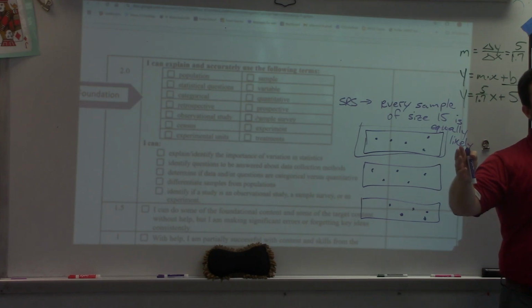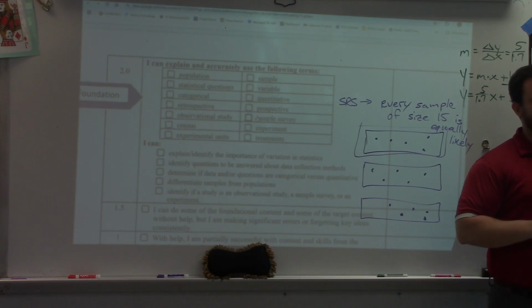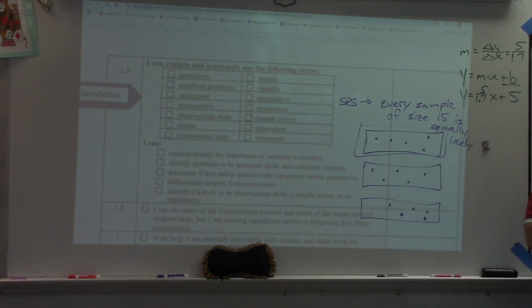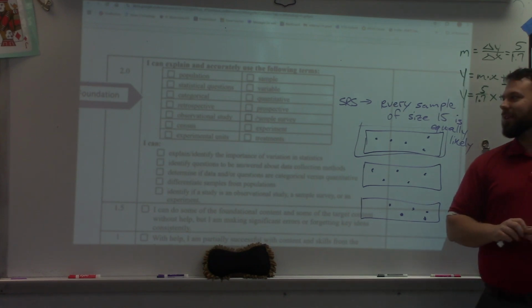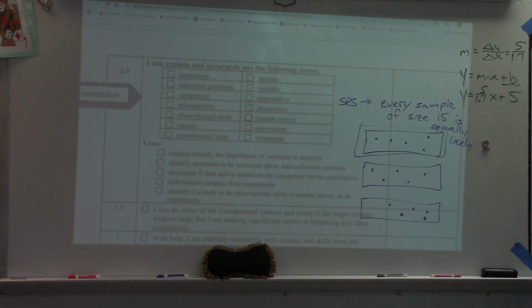Oh, like longitudinal? Yeah, I feel like that's better. That's not what they use on the AP exam. They're not going to say longitudinal. They're going to say retrospective and prospective, okay? Yeah, I like longitudinal.